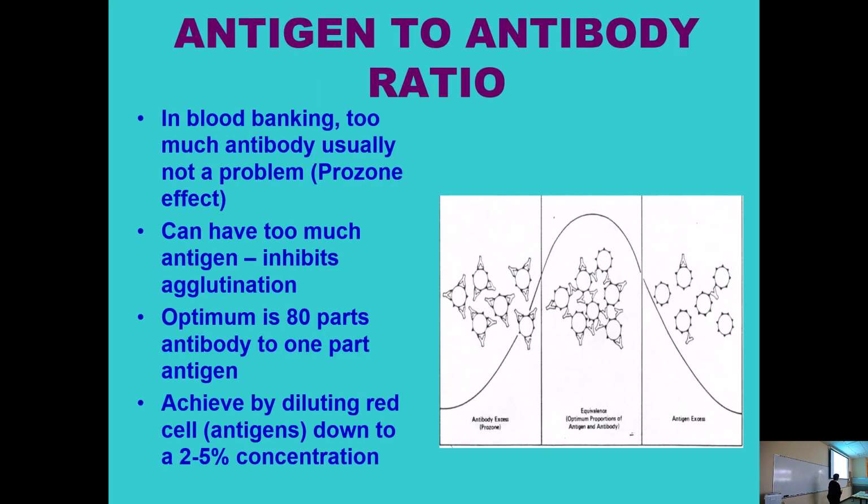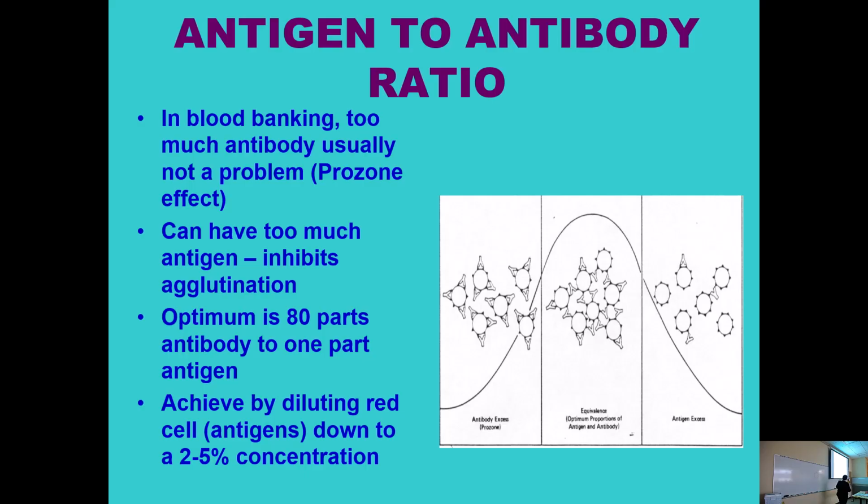Antigen to antibody ratio. We really want to make sure that there's not too much antibody. That's going to form a prozone. You want that 80 to 1. That's going to be your optimum zone of antigen and antibody together to get the best reactions. You can see here in the prozone how there's so much antibody that it doesn't ever actually cross-link. It just binds itself, there's so much of it, it's just all there.